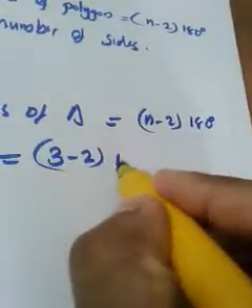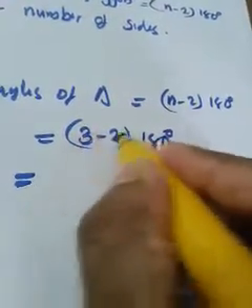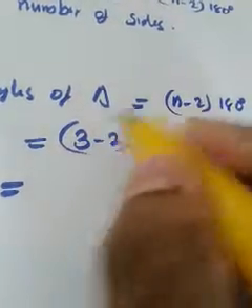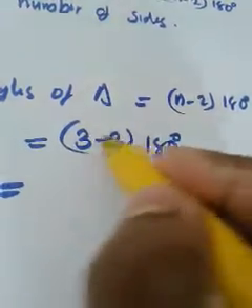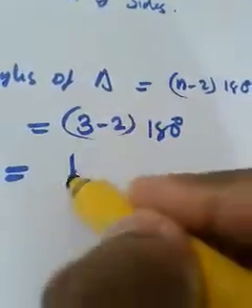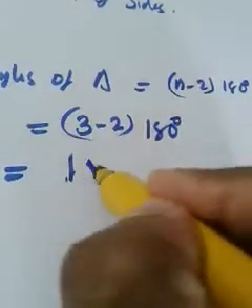Just replace n by 3, all the remaining terms as it is. So 3 minus 2 into 180 degree. So what is 3 minus 2? 1. Whatever is inside the bracket, you have to solve it first. Inside the bracket here it is 3 minus 2, so 3 minus 2 becomes 1. Then 1 into 180.